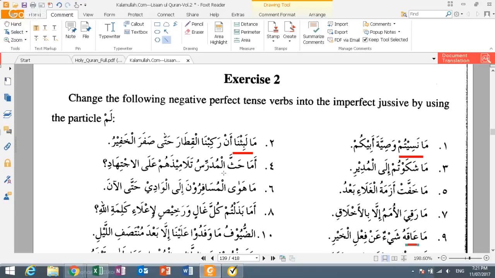Okay, the second one I gave asking you, labithna. Go to the first simple one. Labithna. Jama mutakallim fi'l madi. Labitha, labitha, labithu, labitha, labitha, labithna. Clear? Make it mudari first. Easy for you. Nalbathu. And then put the huruf jazm, anything. Lam nalbath. La nalbath. Understand?